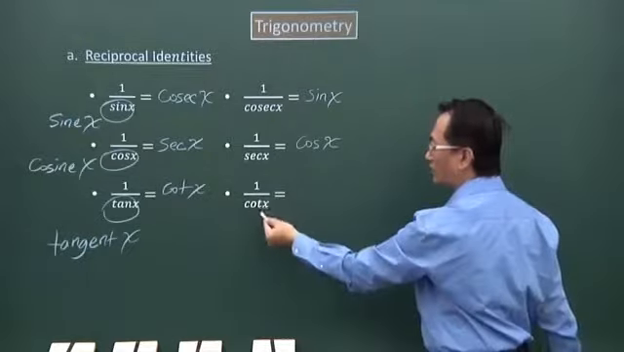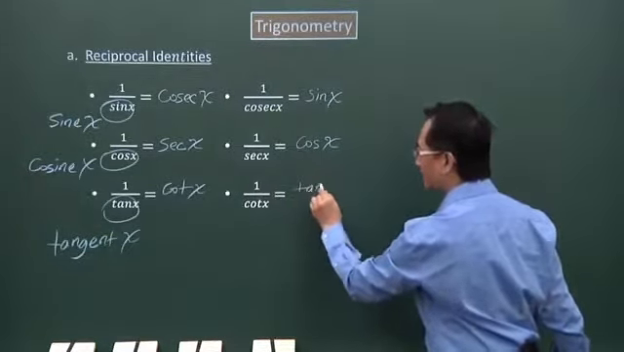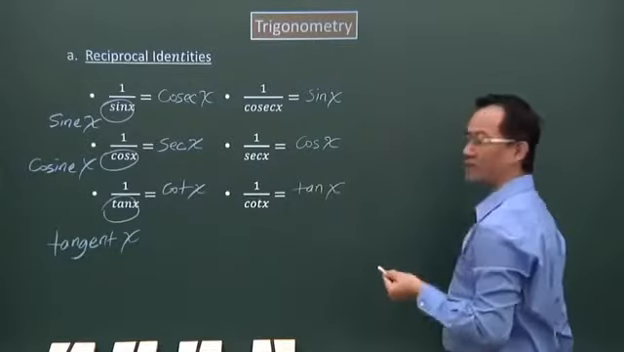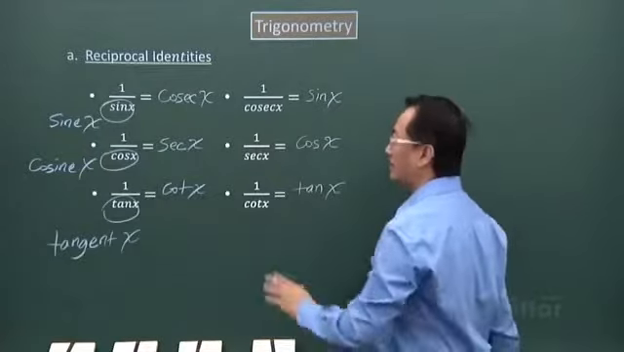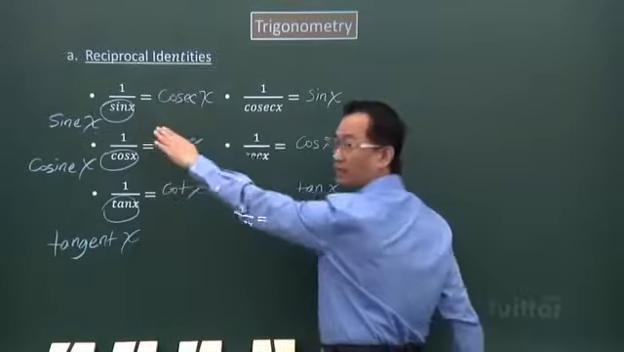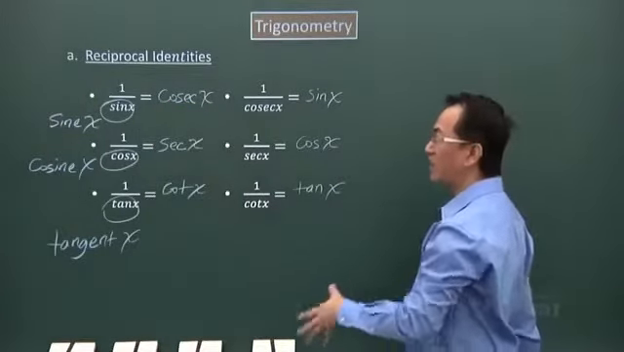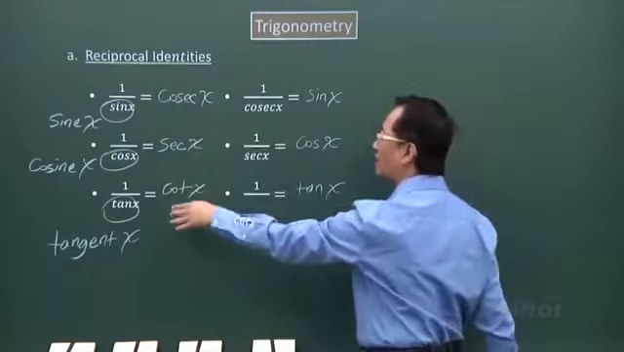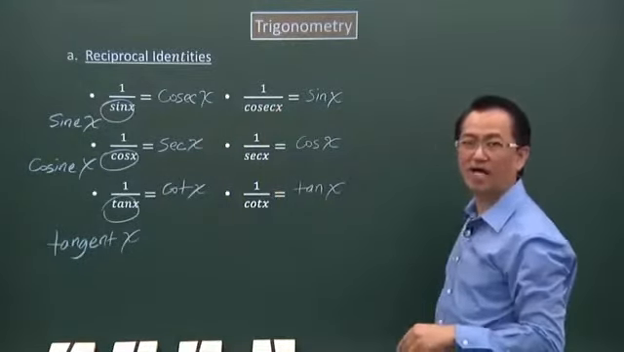Then 1 over cotangent x will be just tangent x. So reciprocal identities, 1 over, you have 6 of them, but if you just memorize 3, then you can derive the other 3 just simply by manipulation.